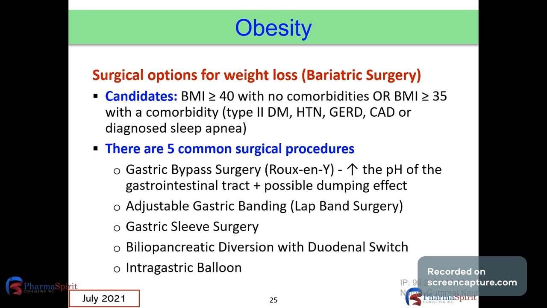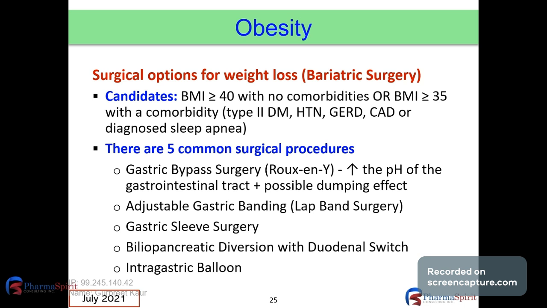There are 5 common surgical procedures that are used for obesity. The first one is gastric bypass surgery. The gastric bypass surgery is when they bypass part of the stomach. It has some complications. For example, because you bypass the stomach, you increase the pH of the gastrointestinal tract because you lose the acid there.